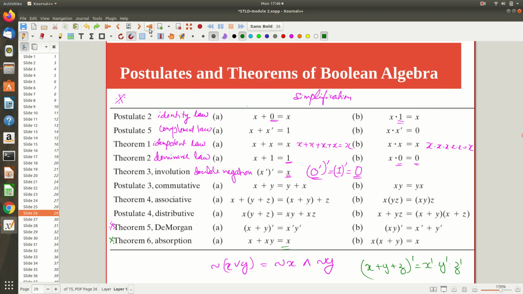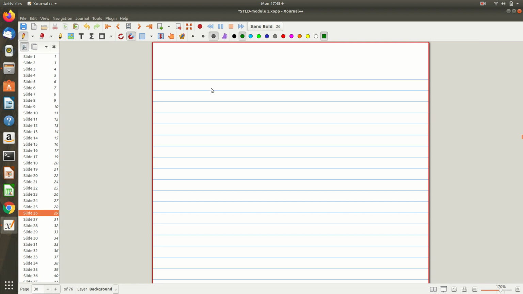So what is the dual of an expression? Suppose I have a Boolean algebraic function. We have already seen that when I give some values for x, y, z, it evaluates to 0 or 1. So I can visualize it as a normal mathematical function, right? So I have a function of variables, say x, y, right?